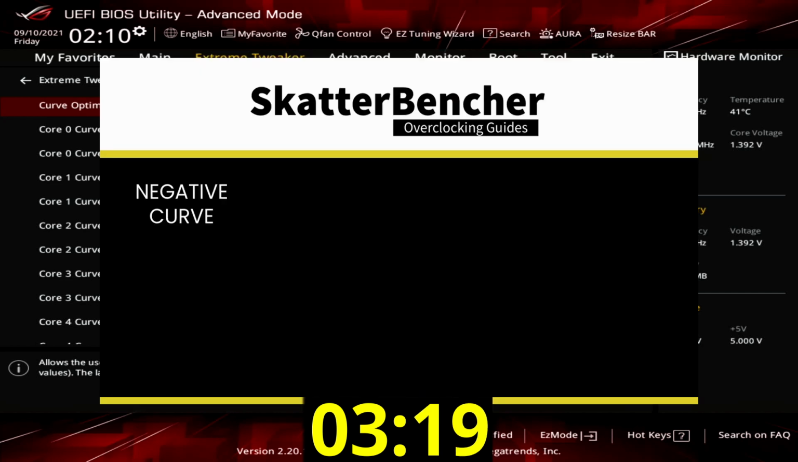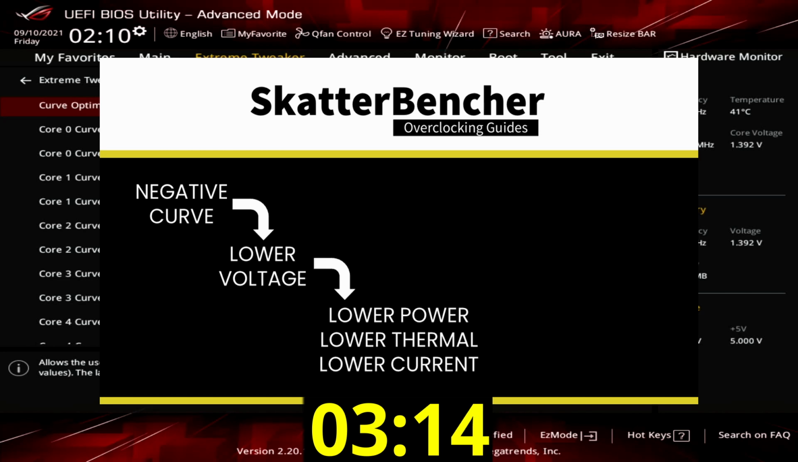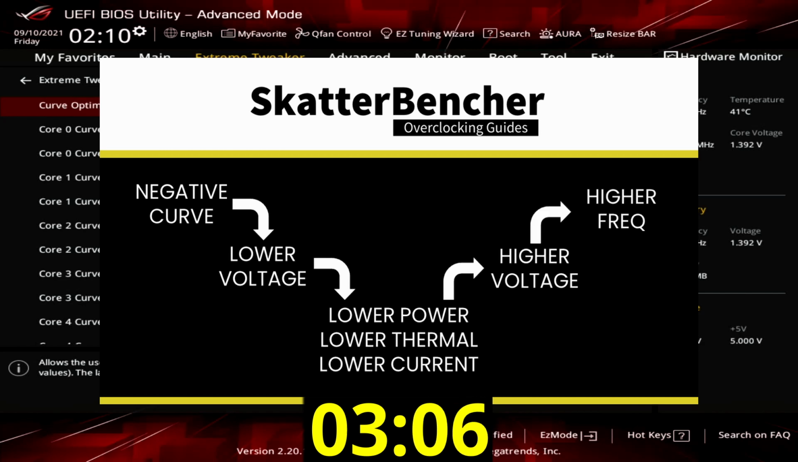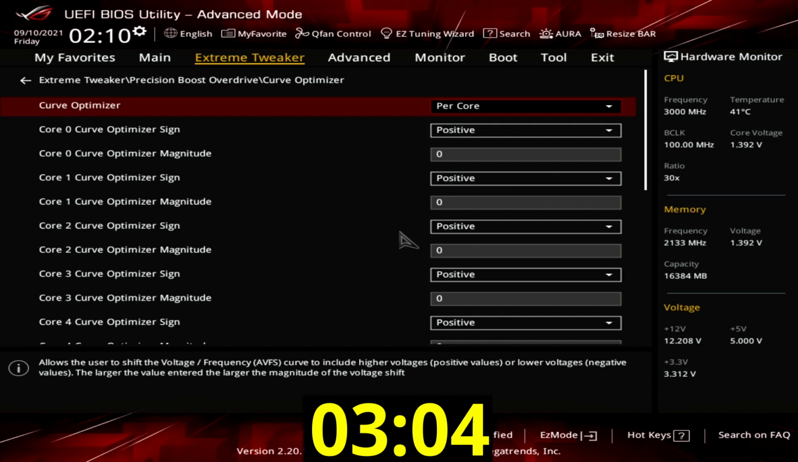Setting a negative curve means the CPU will use less voltage for a given frequency. That in turn results in lower power, thermal, and current. This in turn gives more headroom for setting higher voltage, and that gives us higher frequencies. I tested each core individually to find out what's the best Curve Optimizer setting.